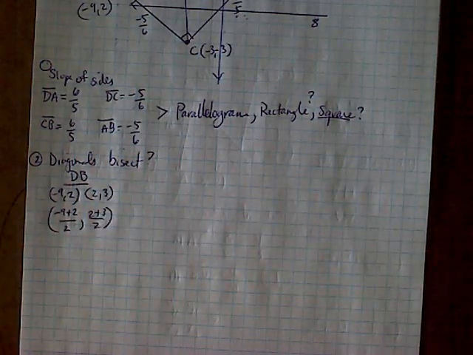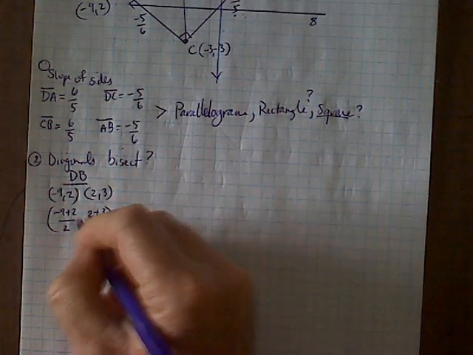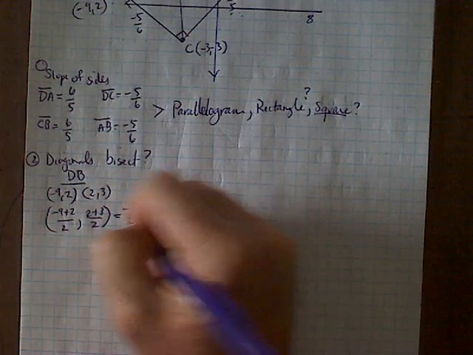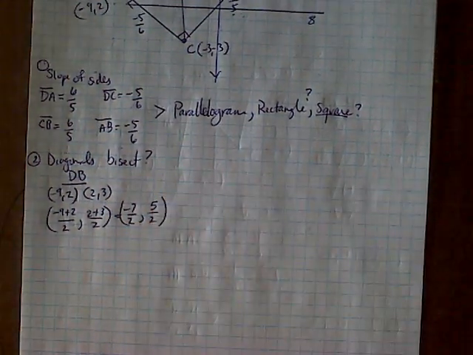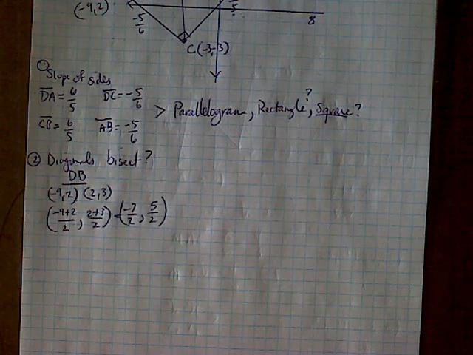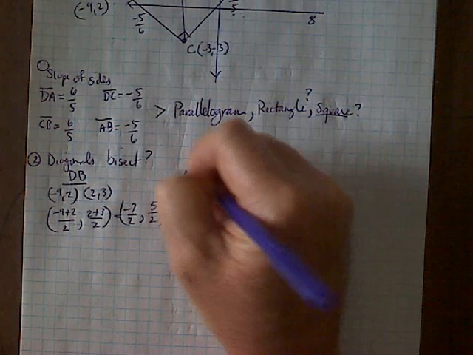Now again, a lot of times these aren't going to be very nice answers. They could be fractions, and that's okay, because this is going to come out to negative 7 over 2, and this is going to come out to 5 over 2. Okay, just leave it fractions like that. That's fine. Let's do the same for the other diagonal, AC.